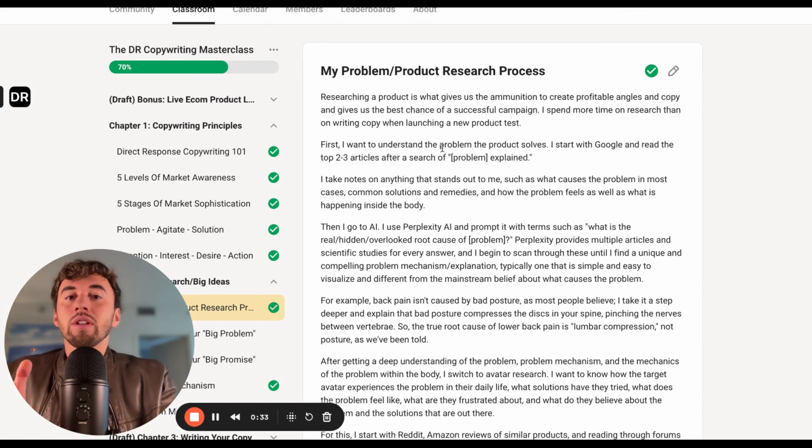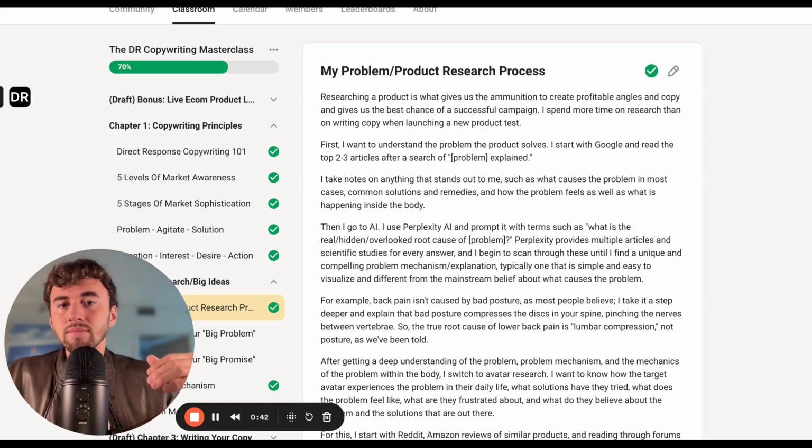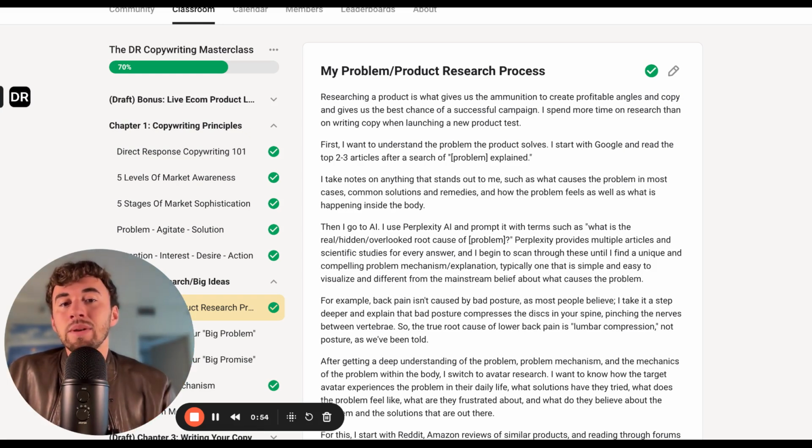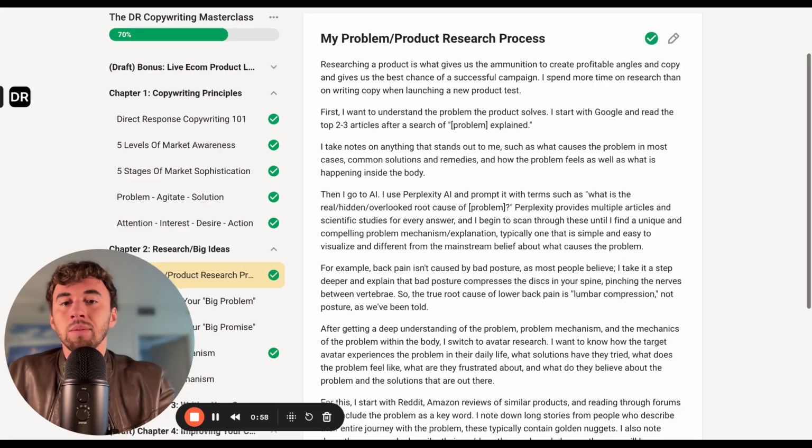So the first thing we want to do is understand the problem that the product is solving. So we start with a simple Google search and we look at the top 2 to 3 articles that are explaining the problem. Ideally medical articles, but in layman's terms, in simple words. And we take notes on anything that stands out. So I have a research document where I write out how they describe the problem, the pain, the alternative solutions, the common remedies that people use, and what the problem feels like for the person who's suffering from it.